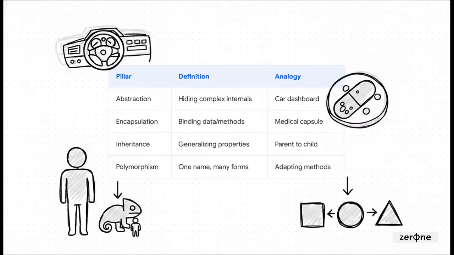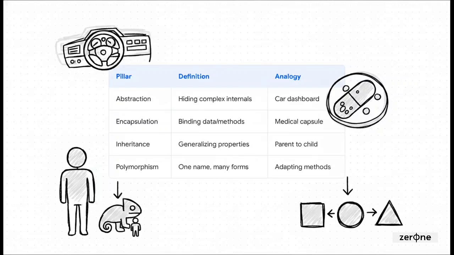These exist to reduce code complexity and maximize reusability. Pillar 1 is abstraction. This is all about hiding complex internal mechanics and only showing the essential features. When you drive a car, you use the steering wheel and the gas pedal. You don't need to know the exact physics of the fuel injection system. Pillar 2 is encapsulation. This binds your data and the methods that manipulate that data into a single sealed unit. Just like a medical capsule hides its internal ingredients, encapsulation protects your data from unwanted outside interference.